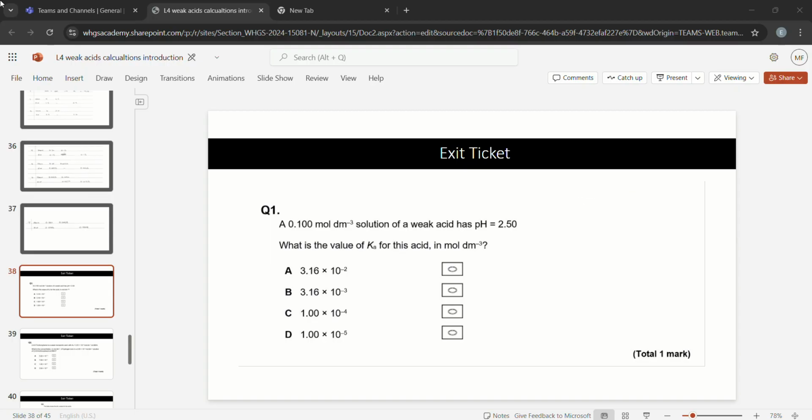I don't need to calculate that out just yet, but how do I find out Ka? Well, Ka is H plus A minus over HA, but in this case, just because we've only added a solution of weak acid, we can assume HA is equal to A minus, therefore it is H plus squared divided by HA, so it's going to be 10 to the power minus 2.50 squared divided by 0.100, and you should get 1.00 times 10 to the power minus 4.